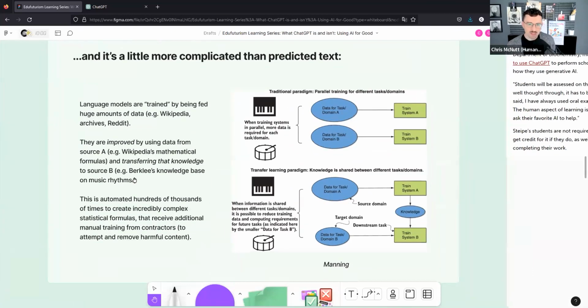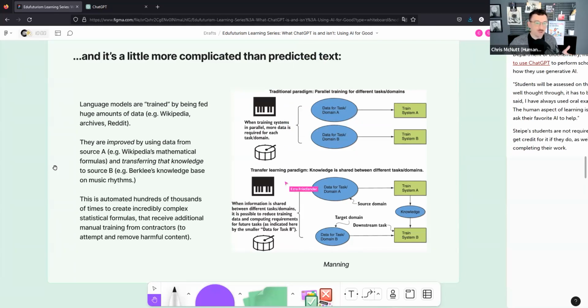It learns through what's called training by being fed large amounts of data. It's fed things from Wikipedia, from archival websites, from social media websites like Reddit, and then it's improved by using data from one source, for example, Wikipedia's math formulas, and then transferring that knowledge to another source that's similar. So for example, Berkeley's knowledge base on music rhythms. Those things are not the exact same thing, but we can train AI by combining a variety of different sources and mixing and matching them.